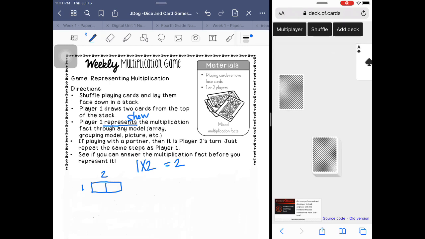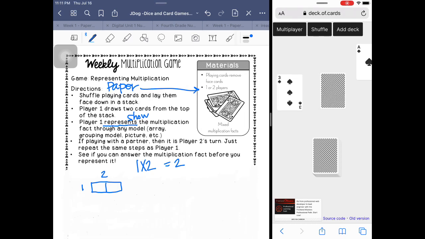All right, those cards get put off to the side. It can be player 2's turn now, or your own. I would suggest that you write it down on a piece of paper. So you would need paper too. That's what I would say. So add that to your materials. Or you could do it on your whiteboard.